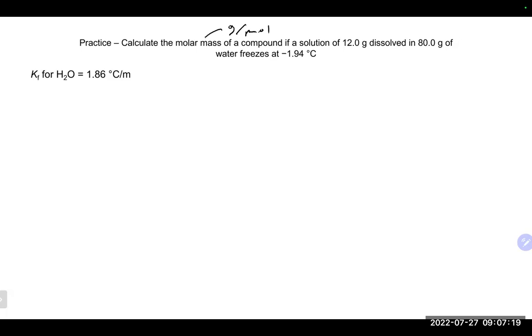Okay, let's take a look and see how we're doing. So we want to calculate the molar mass, which is grams per mole here, of a compound who, if 12 grams of it is dissolved in 80 grams of water, freezes at minus 1.94. So the 12 grams here is our solute. The water would be our solvent in this case, which once again is why we come over here. We have some freezing point information given to us, which means we should probably use our freezing point equation along the way.